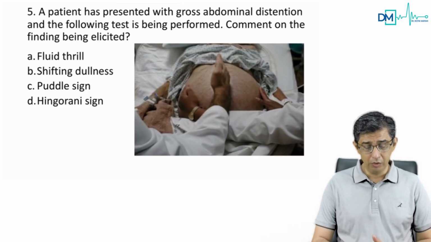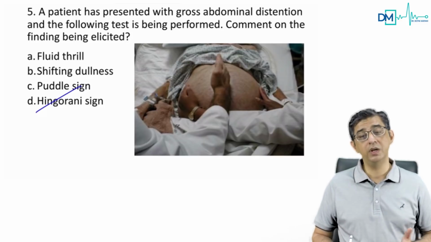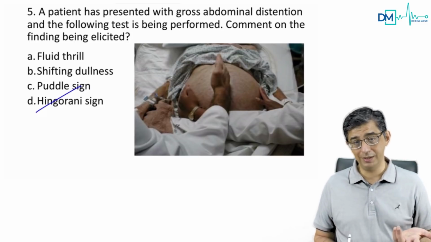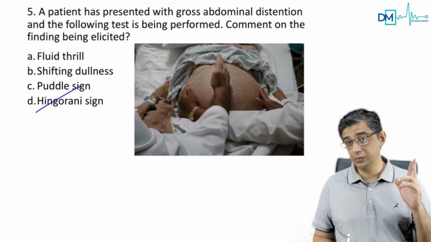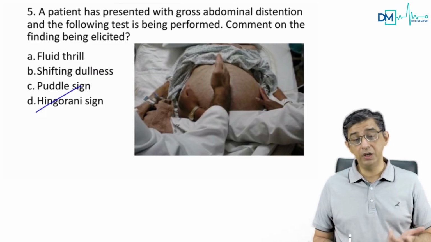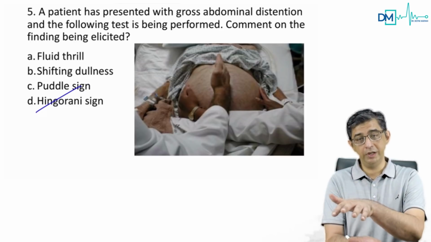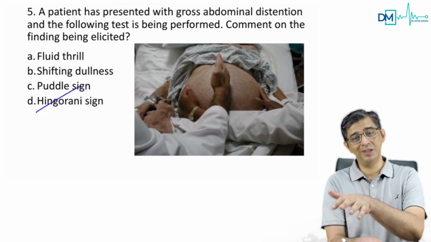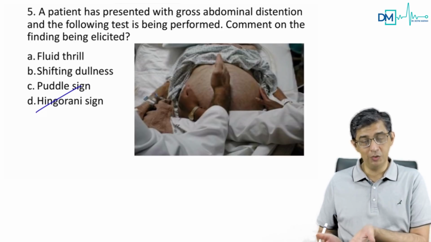So you can easily rule out two options, that is Puddle sign and Hingorani sign, because Puddle sign is for minimal ascites and Hingorani sign is in OBGY for a person having ovarian tumor. So you are left between a fluid thrill and shifting dullness. For shifting dullness, you obviously need to shift the patient. I mean, you need to turn the patient to one side. So here there is no turning of the patient.